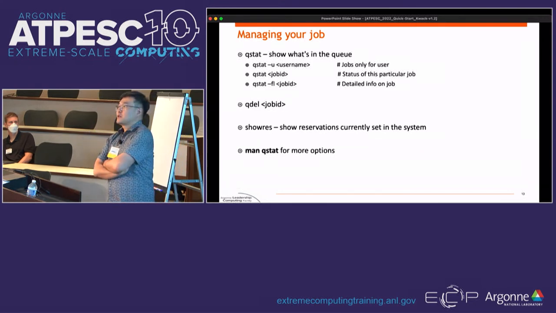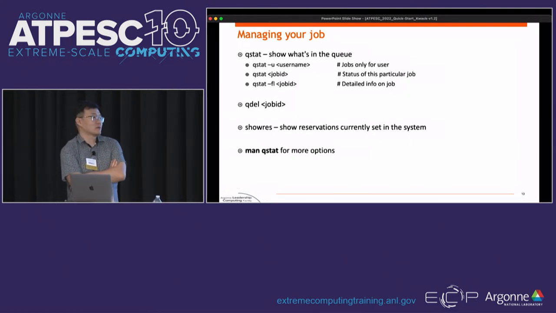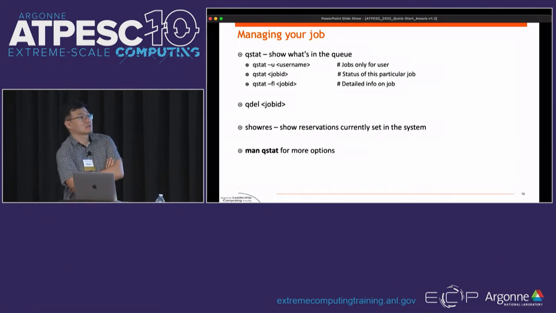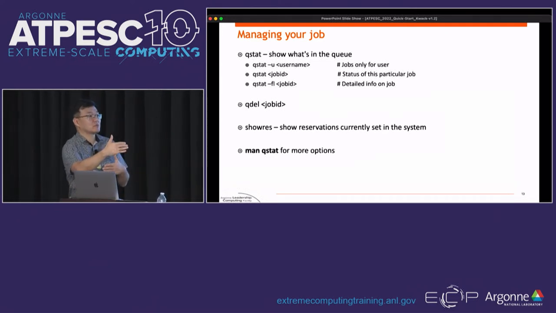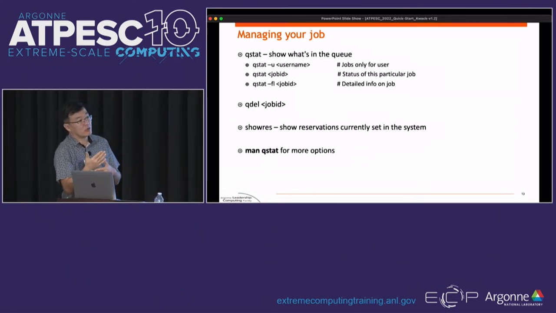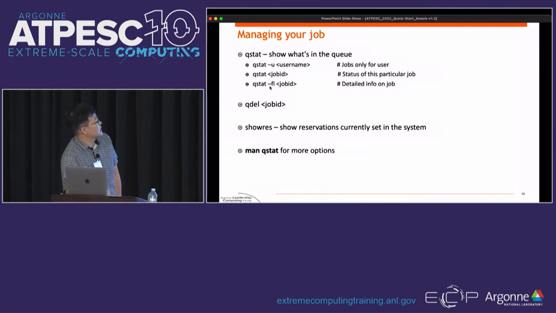Okay, so after submitting your job, you want to monitor what's going on, right? You want to see whether your job is launched, or in the queue, or killed, or running. For that, the qstat command will be useful. You can just run qstat -u and your username, and you will see the list of your jobs which are in the queue or running. Once it's done, it will be gone, right? And if you remember the specific job ID, you can run qstat with the job ID, and qstat -fl job ID will give you more detailed information, such as when it started and when it will be done.